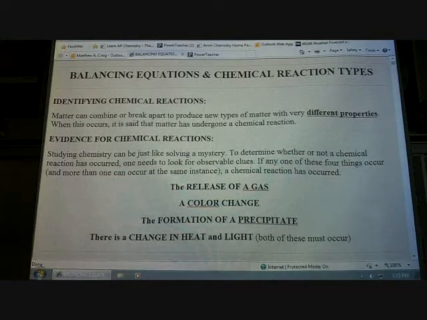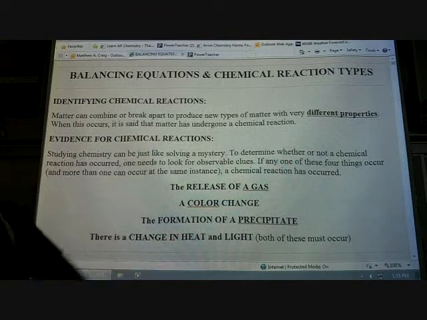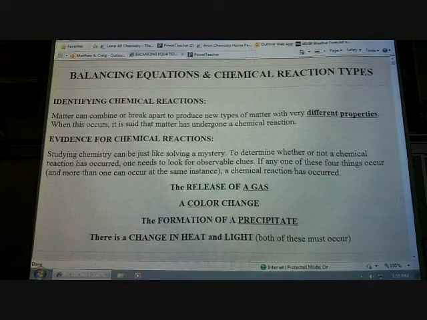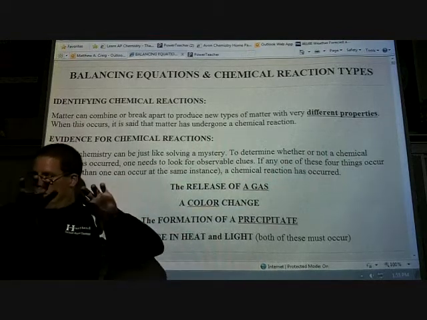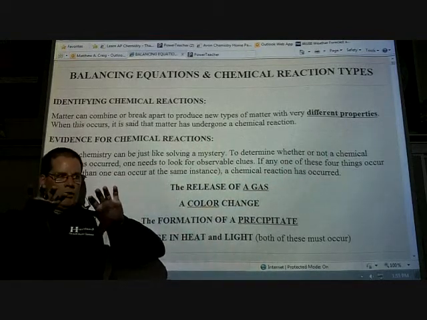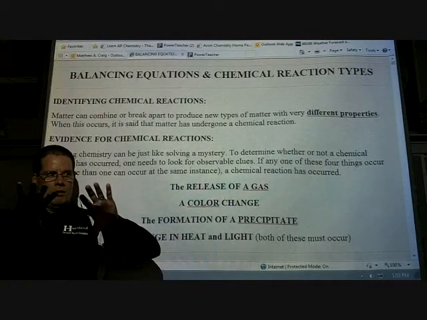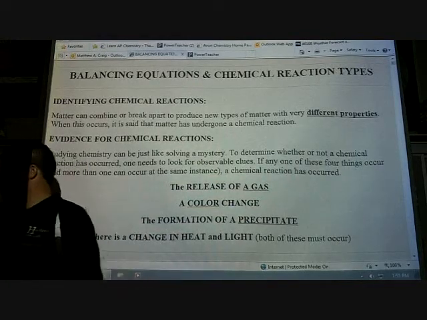But this unit, we're going to be talking about balancing chemical equations, and then later on you'll be predicting the chemical reaction types. But first of all, let's go ahead and talk about what a chemical reaction actually is, since we haven't really done anything with chemical reactions yet. But if I take two things, pour them together, and nothing happens, what has happened? Nothing. Very good. So no reaction.